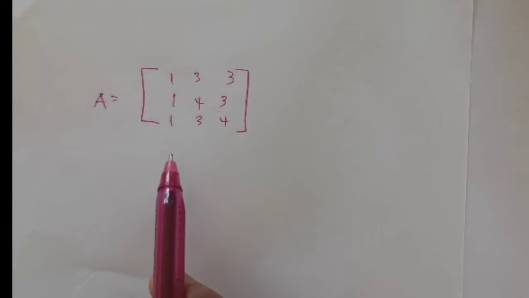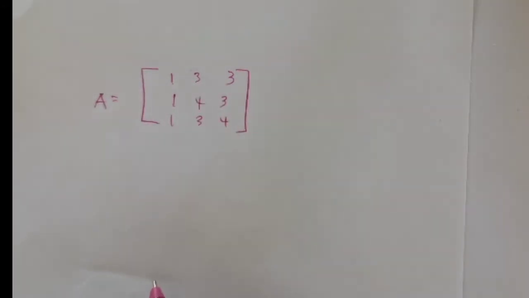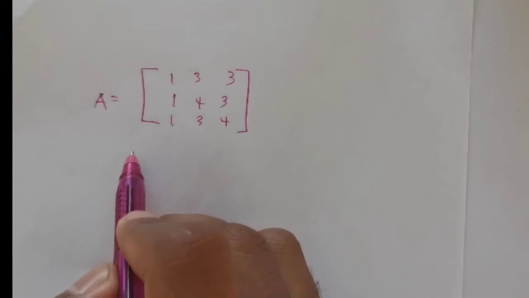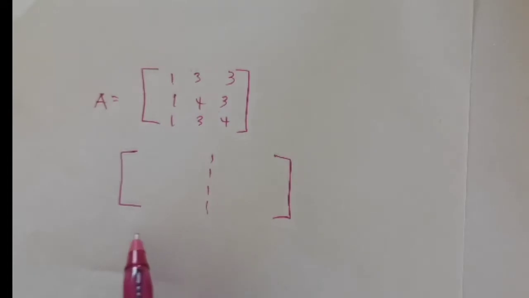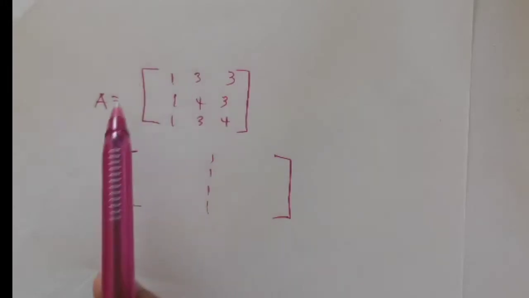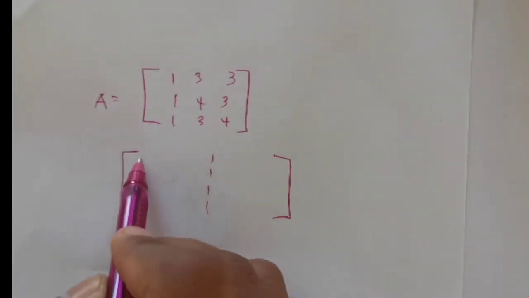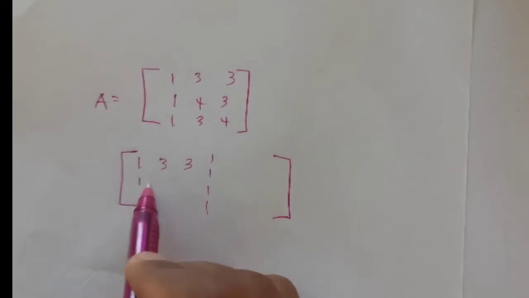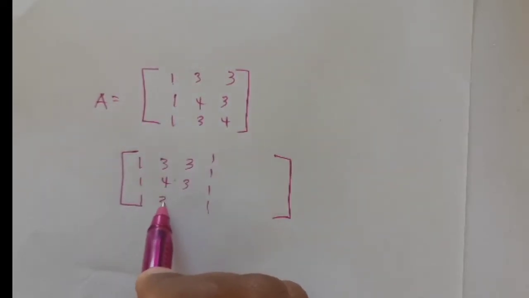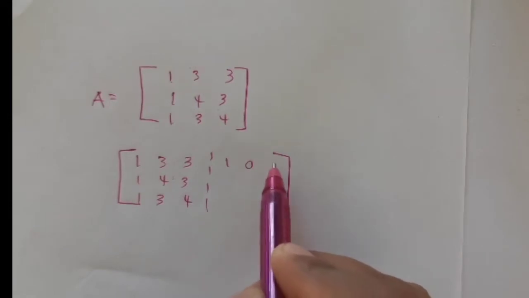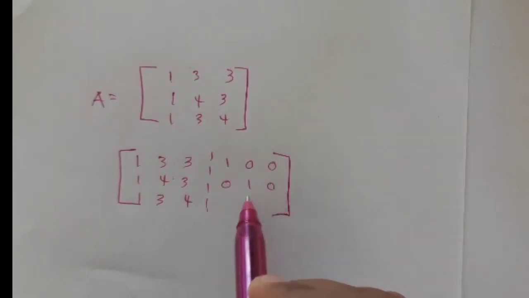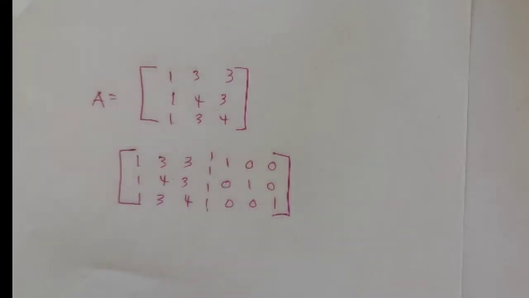First, I write these entries into a double wide matrix. I write the entries of the given matrix on this side: 1, 3, 3, 1, 4, 3, 1, 3, 4. Then on the other side, I write the identity matrix: 1, 0, 0, 0, 1, 0, 0, 0, 1.